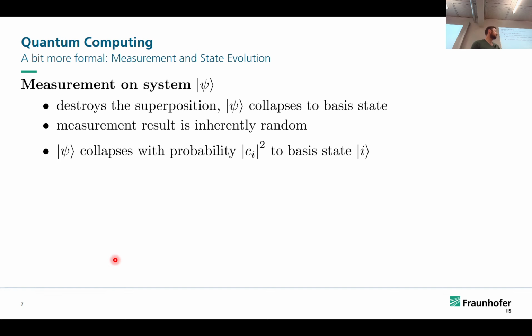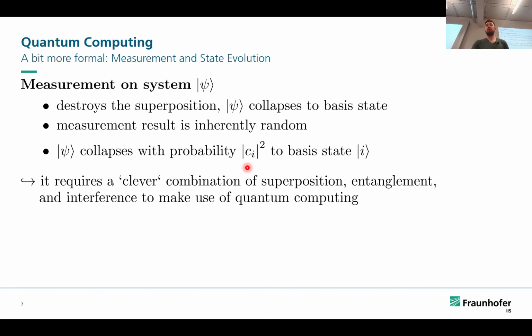And this measurement is inherently random. At least following current physics, we believe that we cannot predict what the measurement outcome will be, no matter how much we know about our system. The only thing we know are the probabilities. So we know that the system will collapse to the basis state i with the associated absolute squared amplitude. And that's also the reason why all those amplitudes must sum to 1, because they form a probability distribution over the entire space of basis states. And that's the only thing we know.